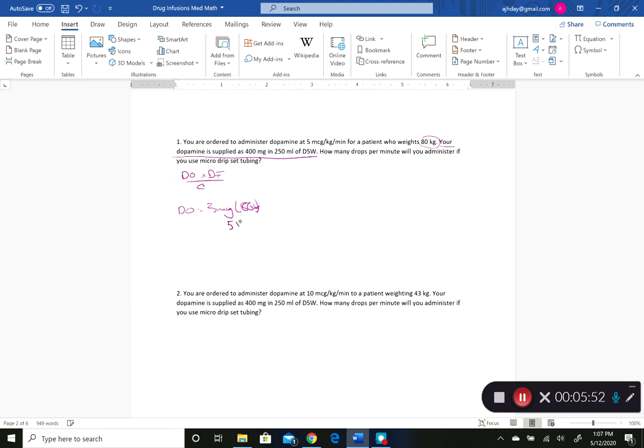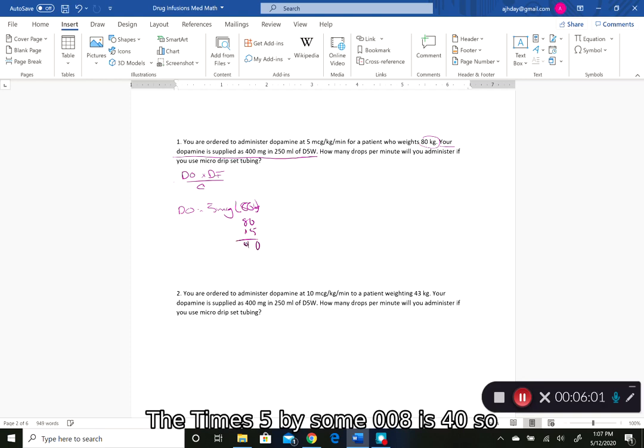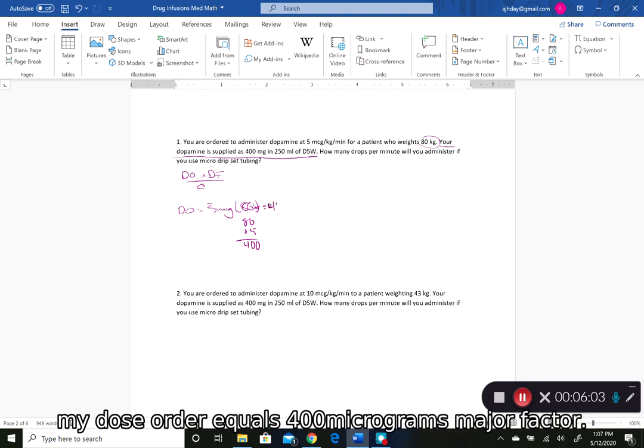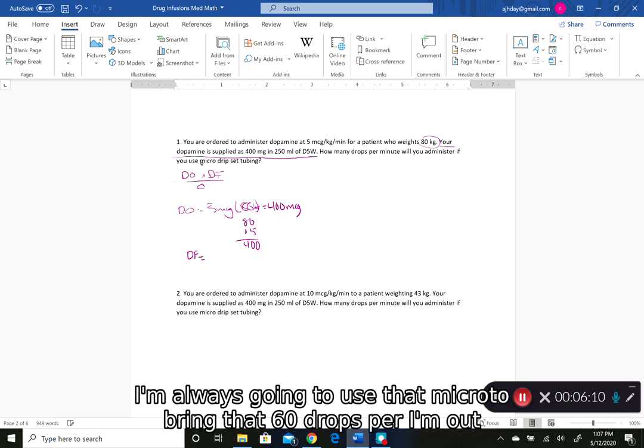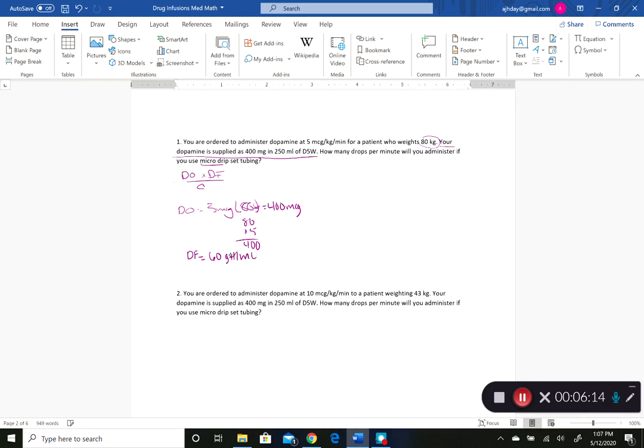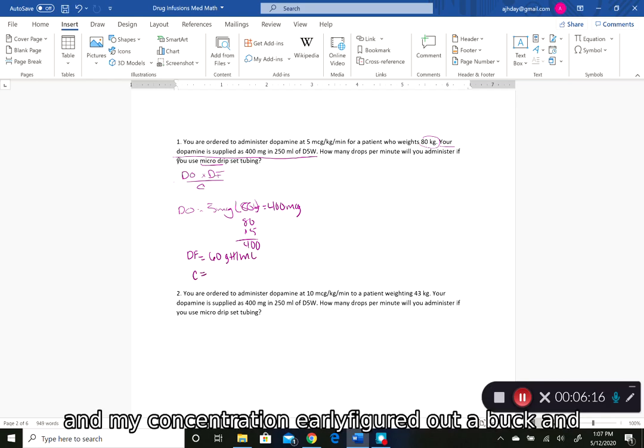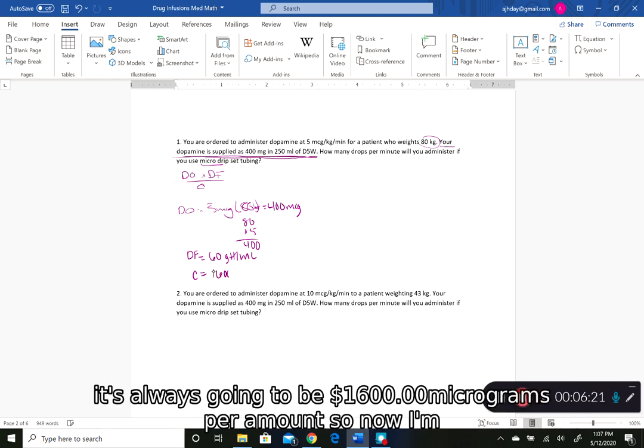Oop. Just totally set that up backwards. All right, 80 times 5. 5 times 0 is 0. 5 times 8 is 40. So my dose ordered equals 400 micrograms. My drip factor, I'm always going to use that micro tubing. That's 60 drops per mL. And my concentration, I've already figured out above, and it's always going to be 1600 micrograms per mL.